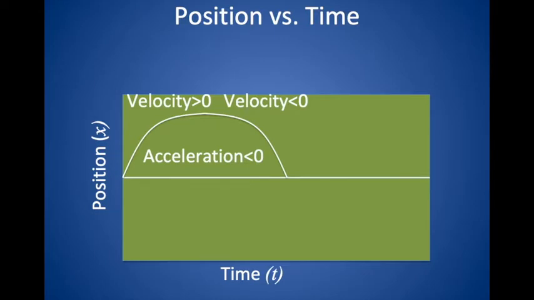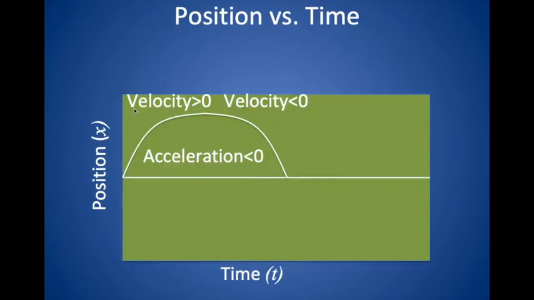Okay, hopefully you come up with these three properties. So on this part of the graph, the velocity is positive, okay? But since the slope is decreasing, that means you have a negative acceleration. On this part of the graph, the velocity is negative, okay, because the position is decreasing, right?